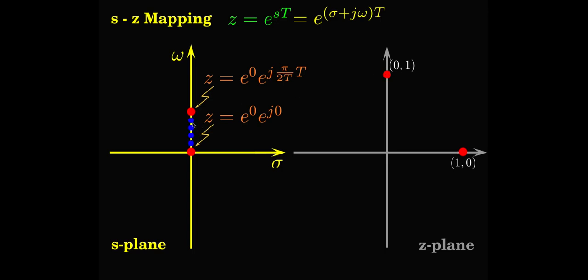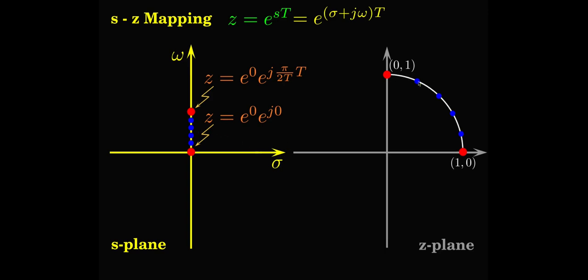Now if I have a series of points here between 0 and pi by 2T on the omega axis, all have sigma 0, which means e to the power of 0 will remain, which means the radius is 1, and e to the power of j0 to j pi by 2. So you will see a series of points here with unit radius.